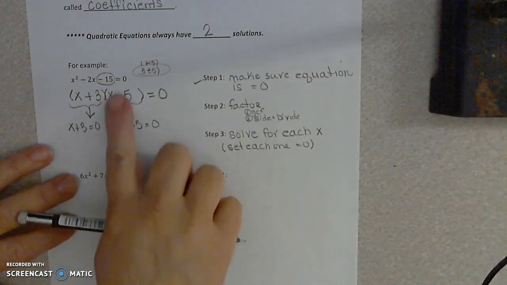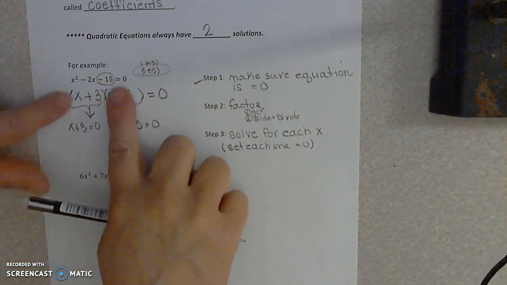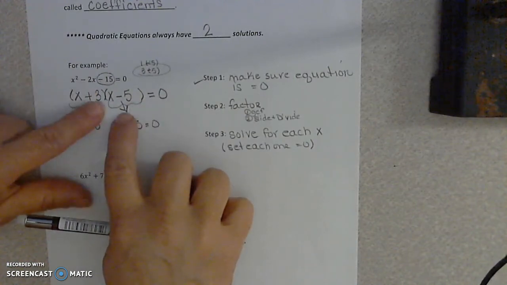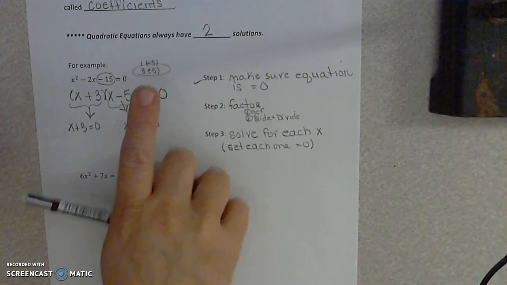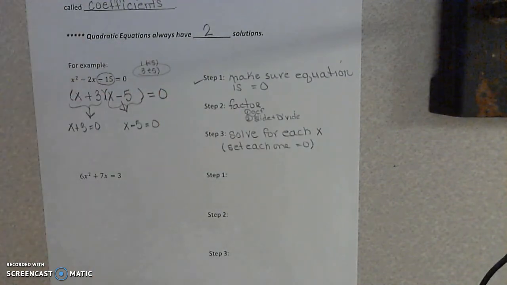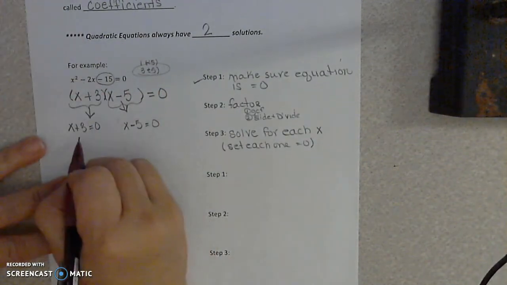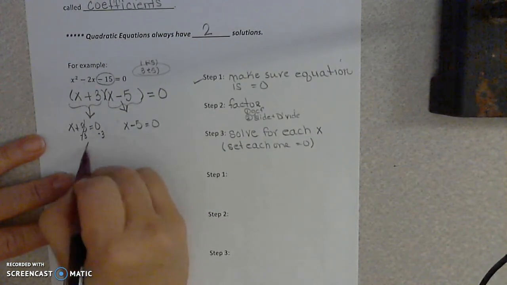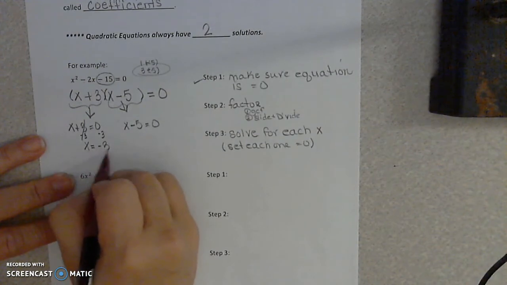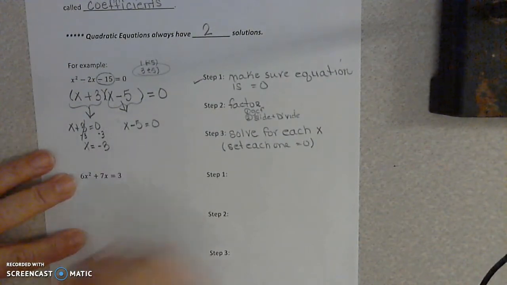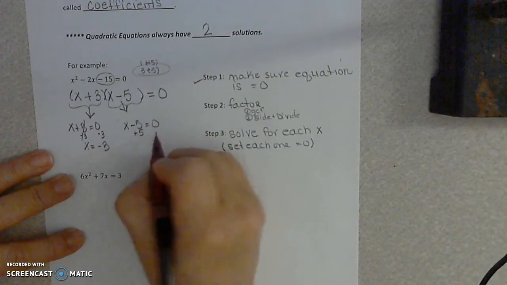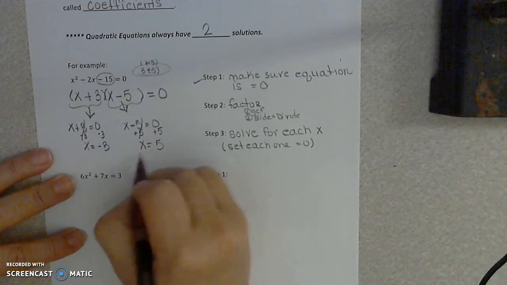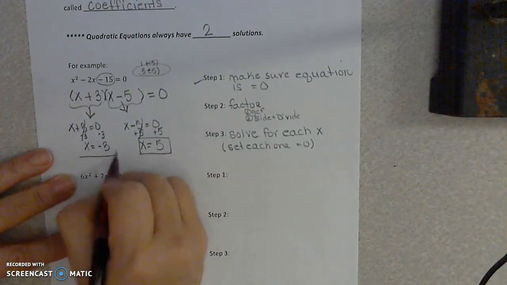Find out what x value here makes that equal to 0. Because when you think about it, the 0 property, 0 times anything is 0, or anything times 0 is 0. So you got to figure out what makes each one of these 0. Add opposites to both sides. That leaves x equal negative 3. That's one solution. Add opposites. X equal positive 5. You got it.